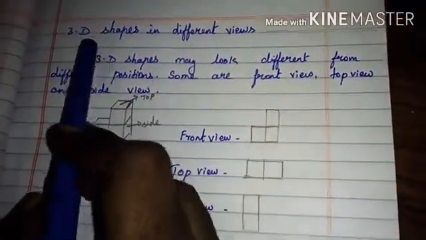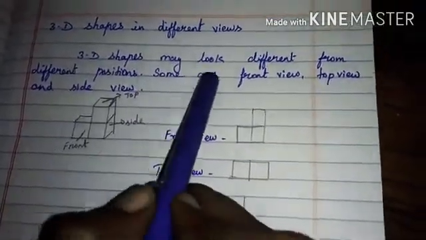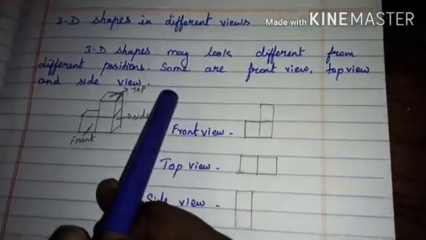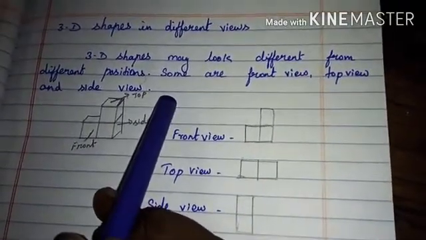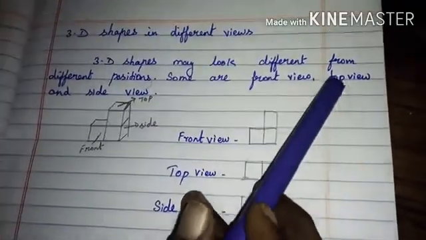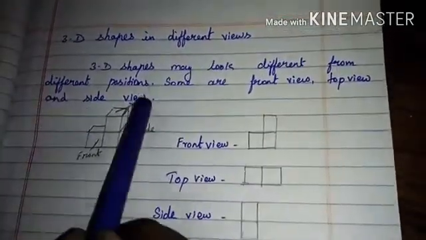The next topic is 3D shapes in different views. 3D shapes may look different from different positions. The view of a 3D shape is what you see while observing from a different position. Some of the views are front view, top view and side view.